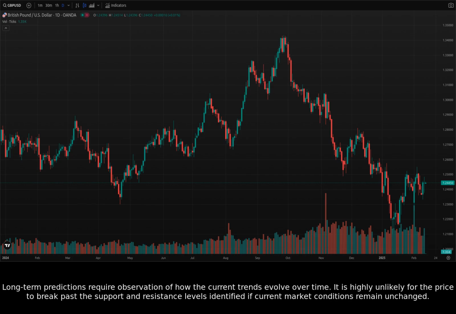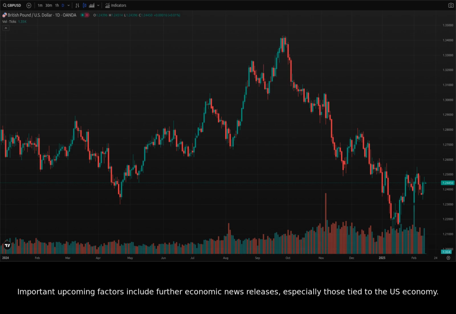It is highly unlikely for the price to break past the support and resistance levels identified if current market conditions remain unchanged. Important upcoming factors include further economic news releases, especially those tied to the U.S. economy. Changes in market sentiment and external geopolitical events could drastically affect these projections.